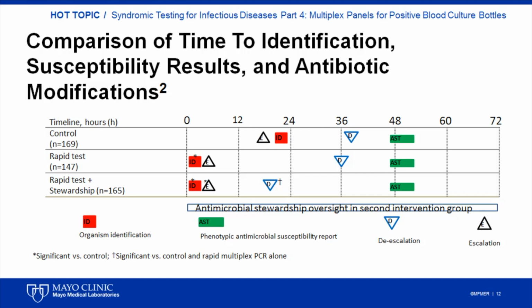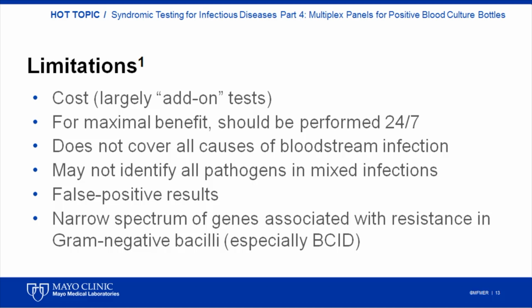Molecular panels for testing positive blood culture bottles have several limitations. They are largely add-on tests because conventional subcultures and antimicrobial susceptibility testing are still required, although re-identification of isolated colonies may be avoided if the colony morphology in question is consistent with the molecularly detected organism. To realize maximal benefits, these assays should be performed 24/7, adding logistical hurdles for both the laboratory and the stewardship system. In addition, the available panels do not cover all causes of bloodstream infection and may not be capable of identifying all pathogens in mixed infections, even if the organisms are included in the panel.